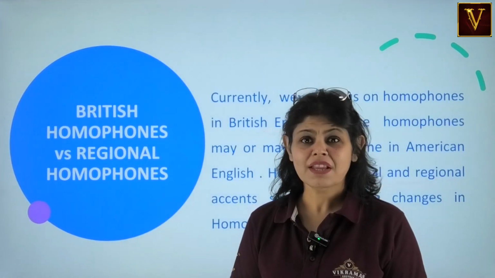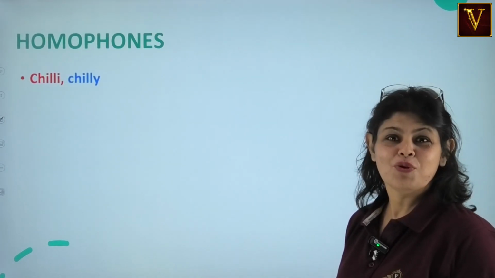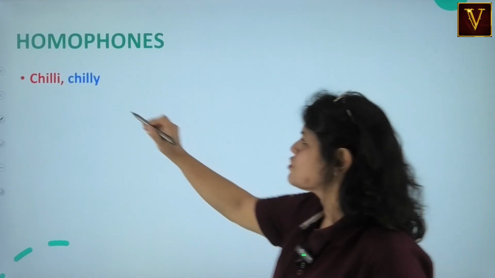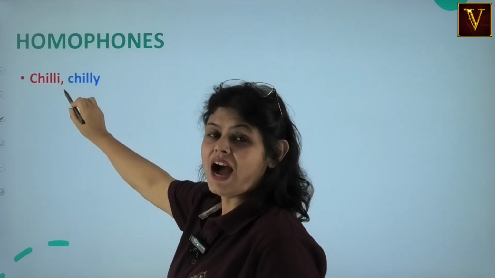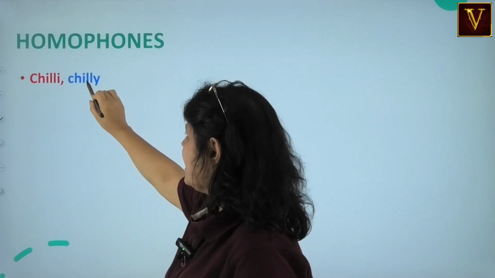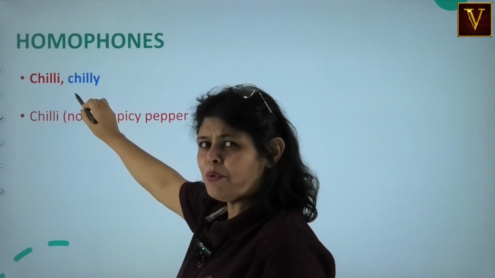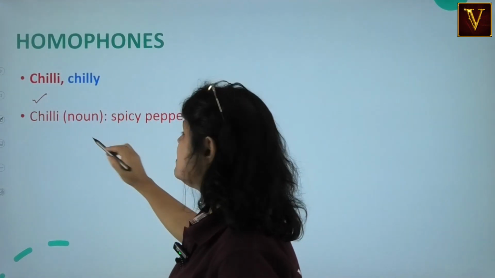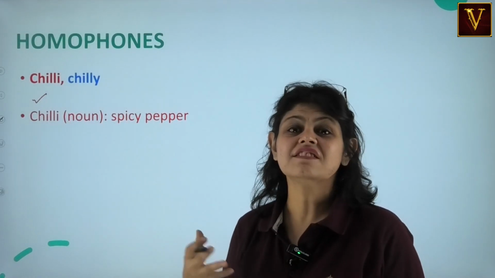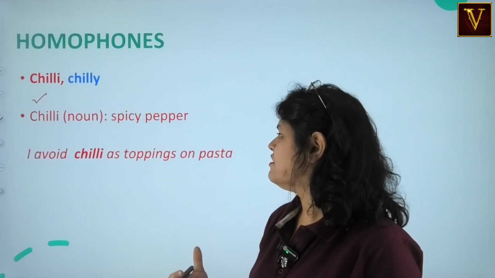Now, next we are going to study more homophones. Our first homophone is chilli. Chilly. Both are pronounced the same. Now, the first word, chilli, here means something which is very spicy, right? Something that is really, really spicy.